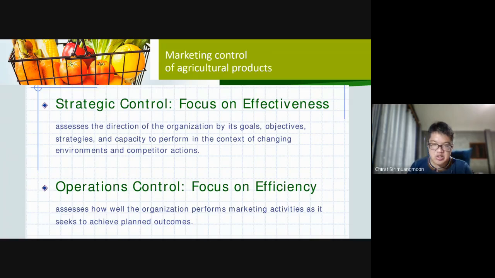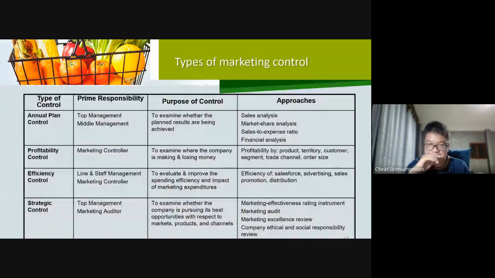How about operations control? This focuses on efficiency. They analyze how well the organization performs the marketing activities as it seeks to achieve the planned outcome. Strategic control concerns goals, objectives, and strategies, which is the big thing, but operations control concerns a smaller one, which is the marketing activities. So these are the differences.